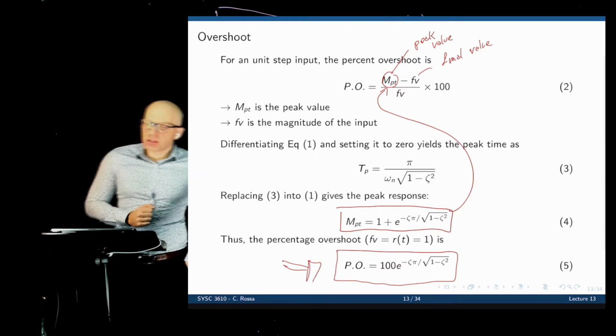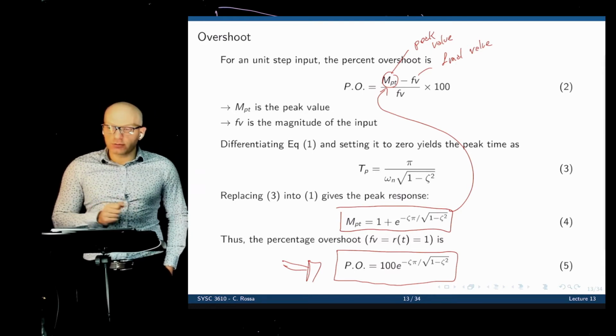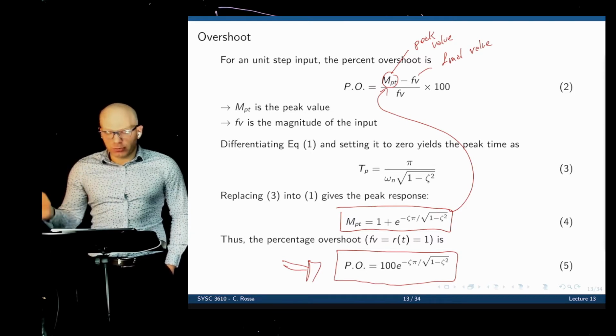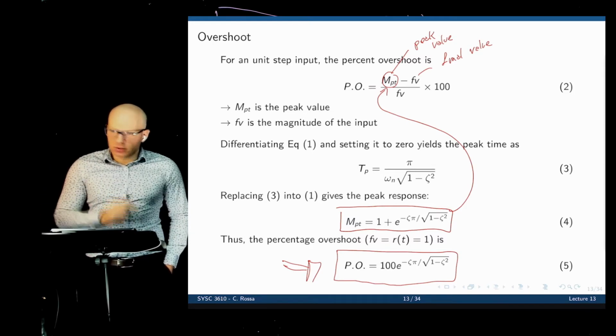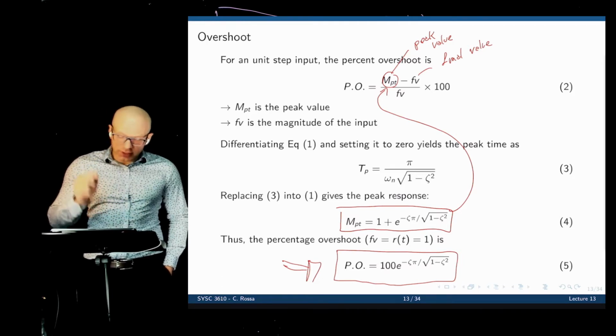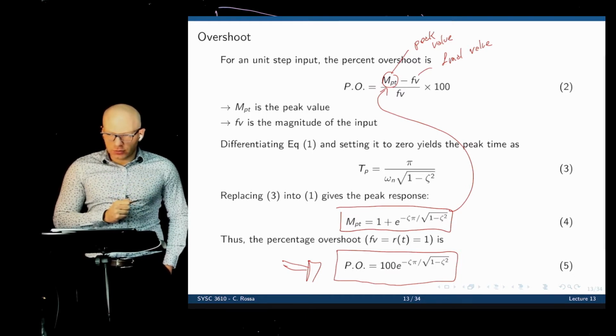And notice something interesting. It is a direct function of zeta, the damping ratio, which according to our previous analysis is now a function of k. So by changing k, the overshoot will change. So 100 times exponential of negative zeta pi divided by square root of 1 minus zeta squared.